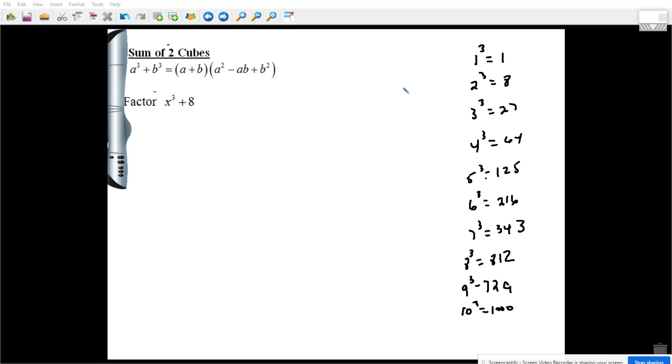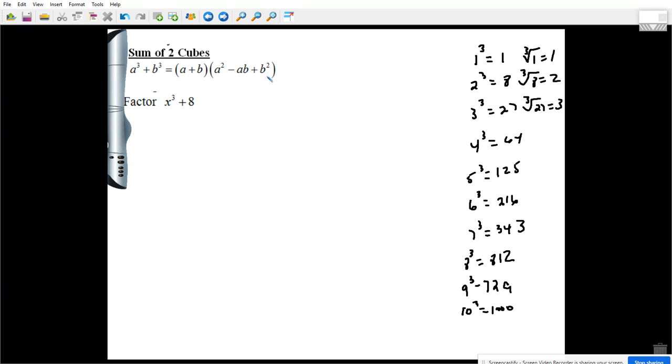Now, the other thing you need to know is that if I take the cube root of 1, it would equal 1. If I take the cube root of 8, it would equal 2. If I take the cube root of 27, it would equal 3, and so on and so forth. So 27 is a perfect cube because when I take the cube root of it, it equals 3. 125 is a perfect cube because when I take the cube root of it, it equals 5.